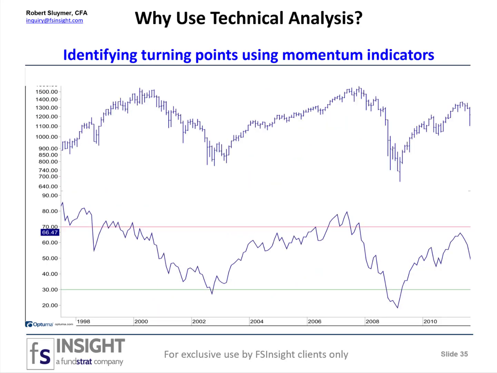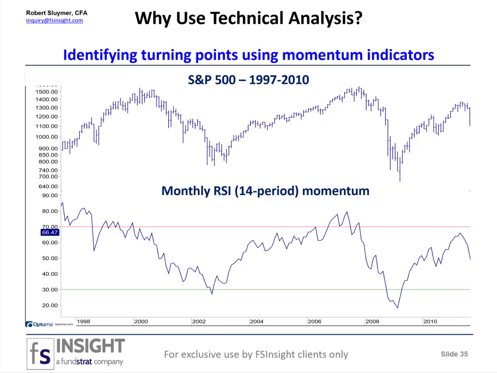Now this chart is a chart of the S&P from 1997 to 2010. I've added a very simple monthly momentum indicator in the bottom panel. It's really just a big rate of change indicator that helps identify extremes. And it's very helpful for identifying when the market is approaching a turning point.